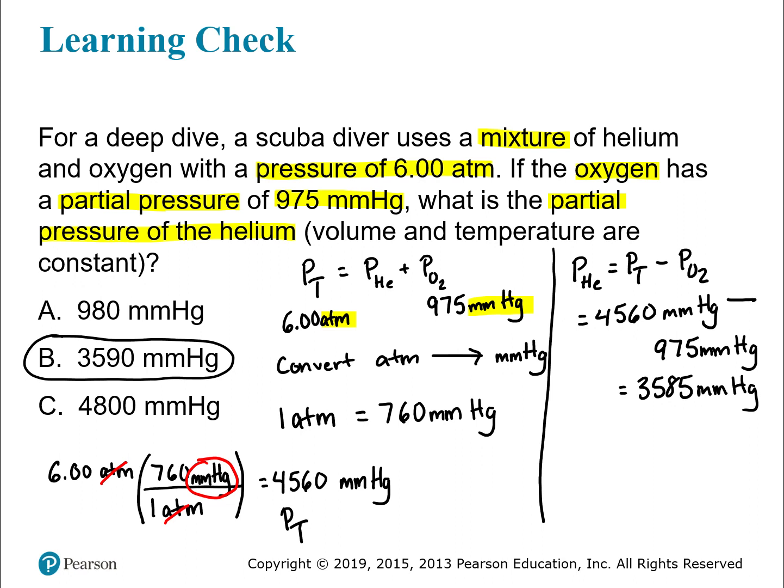Again, the key to this problem, making sure that you, one, assign the variables properly. The 6 atmospheres is the total pressure, 975 millimeters of mercury, partial pressure of oxygen. Convert atmospheres to millimeters of mercury. And then you can solve.